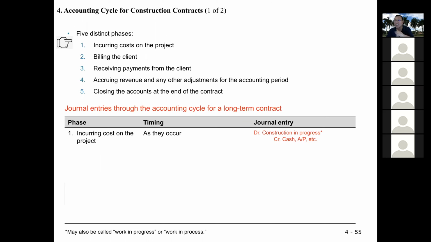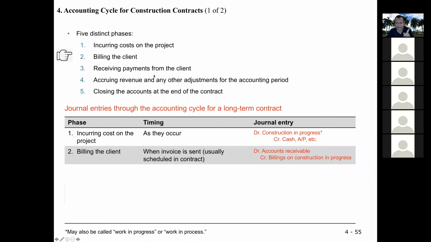Yes, very good. Whenever you talk about credit sales, that's a recognition of revenue, right? That's step 4. We are not there yet. We are talking about number 2. If you credit sales, that means you recognize sales revenue. We are not recognizing the revenue yet. So what we do is we debit AR, and we credit an account called billings on construction in progress.